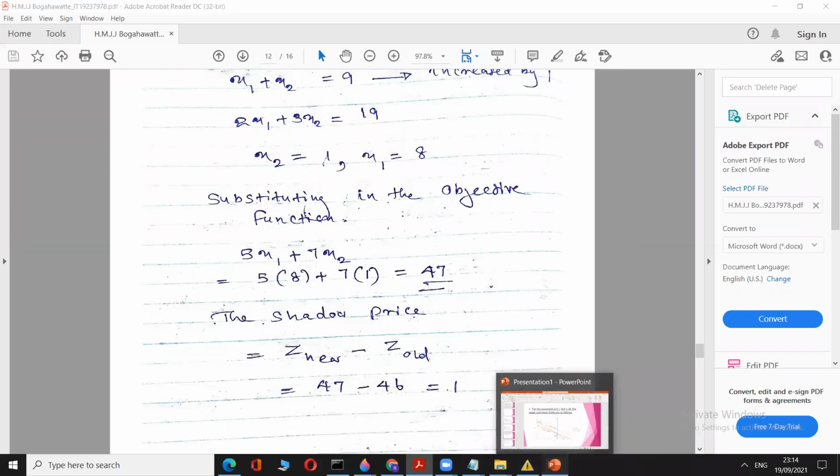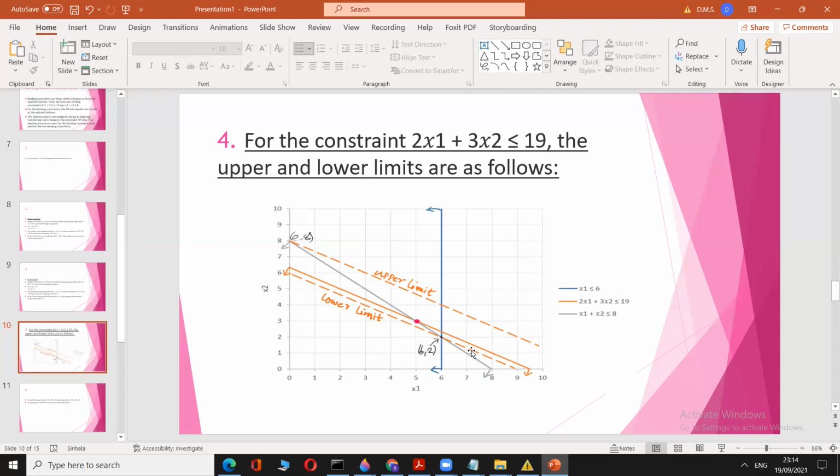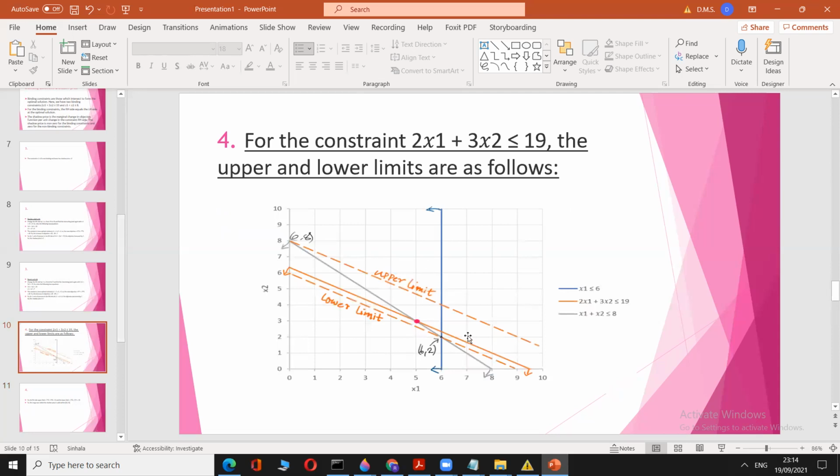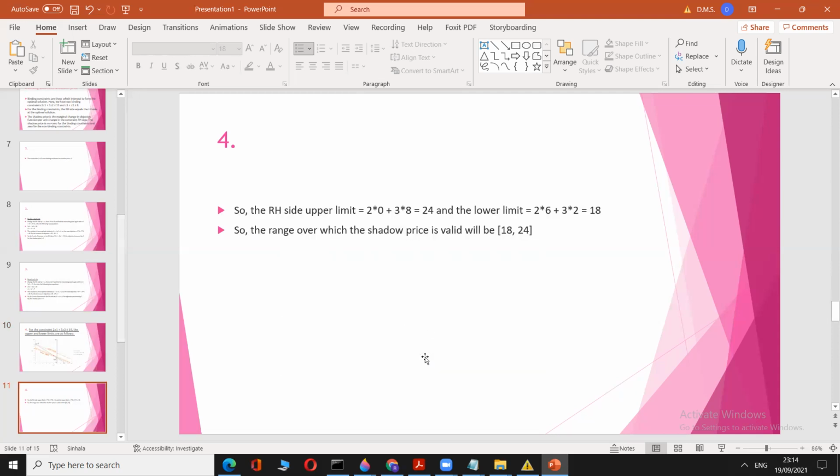Substitute those values. If you want to take the upper limit, 0 and 8, x is 0 and the y coordinate is 8. You are getting the value as 24. And for the lower limit, since this is 6 and 2, you substitute those values: 12 plus 6, you are getting the value as 18. So then you can take it this way.